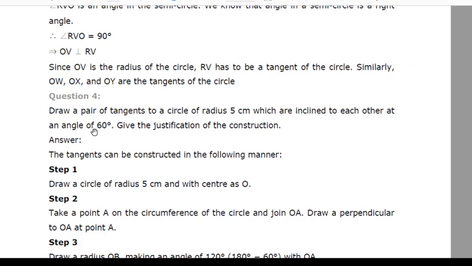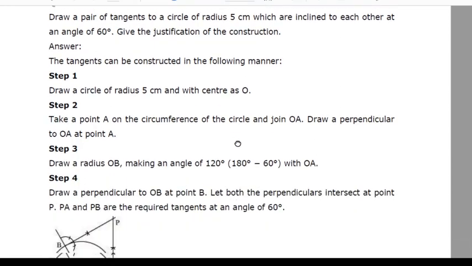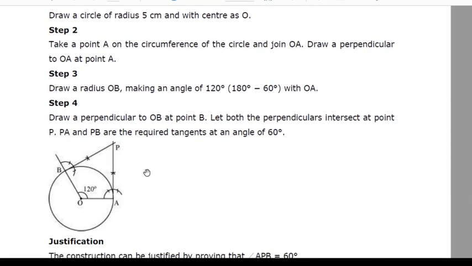Question number 4 now. See this question number 4. Draw a pair of tangents to a circle of radius 5 centimeter, okay, which are inclined to each other at an angle of 60 degrees. Okay, see how we can do this. Inclined at 60 degrees. Just draw first a circle of radius 5 centimeter.